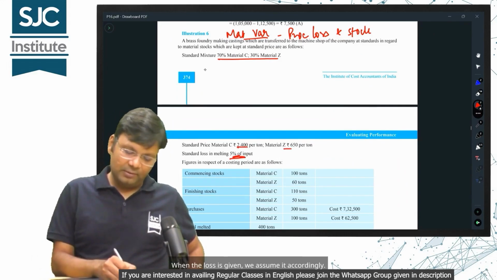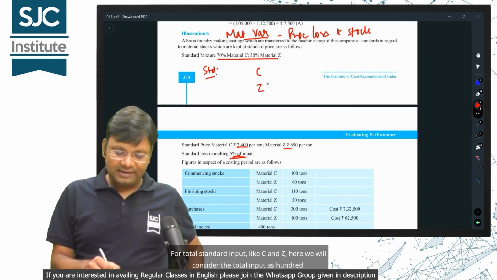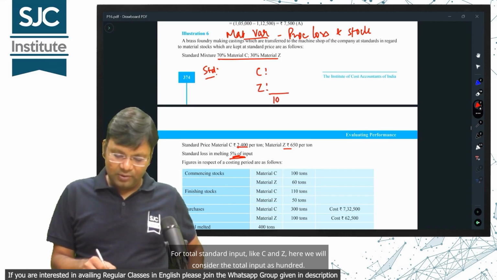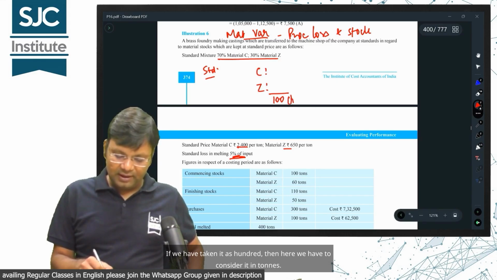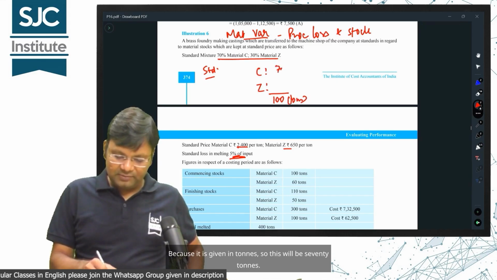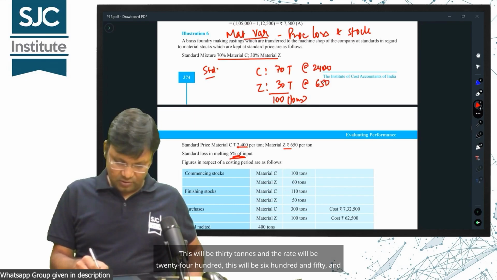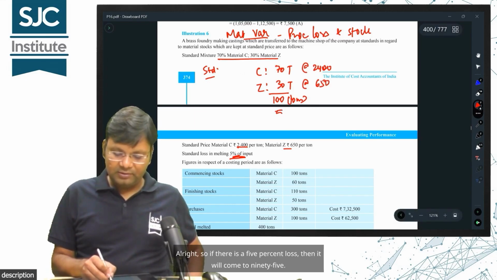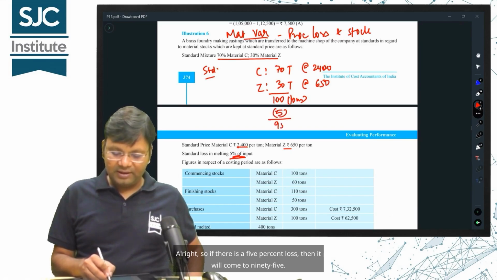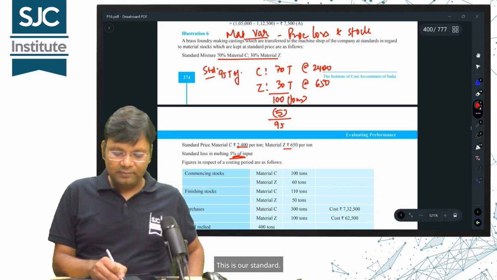When the loss is given, we assume it accordingly. For total standard input, like C and Z, here we will consider the total input as 100. If we have taken it as 100, then here we have to consider it in tons. Because it is given in tons, this will be 70 tons. This will be 30 tons and the rate will be 2400, this will be 650, and here it is saying there will be a 5% loss. So if there is a 5% loss, then it will come to 95. So, for 95 tons, this is our standard.